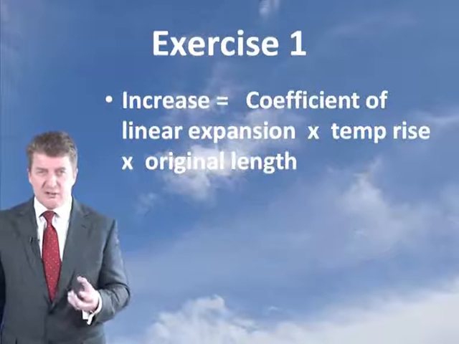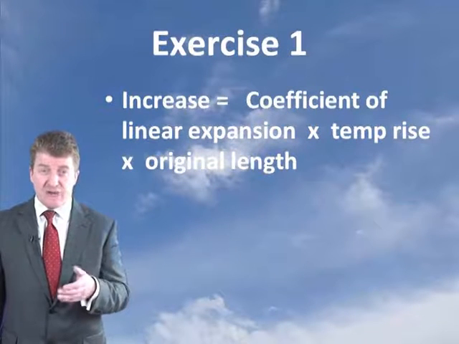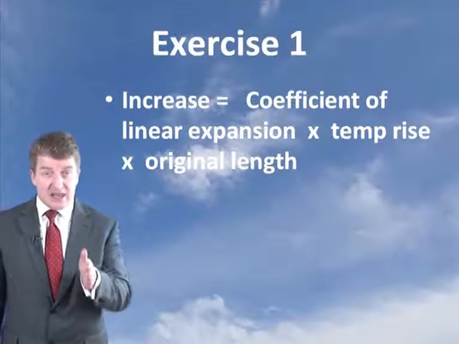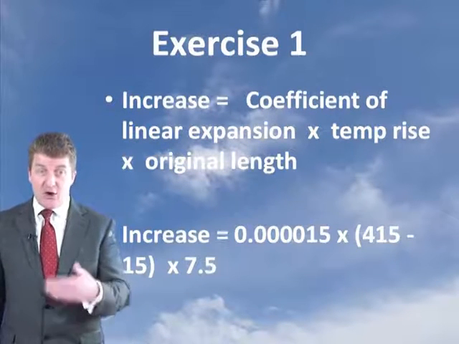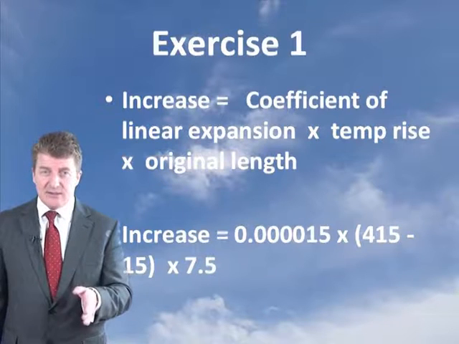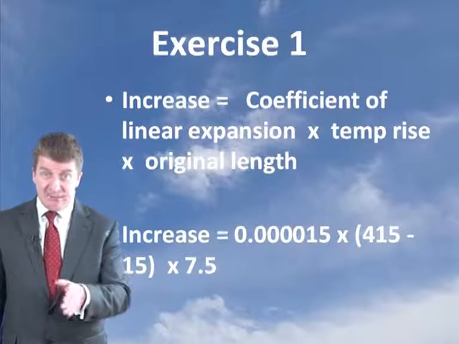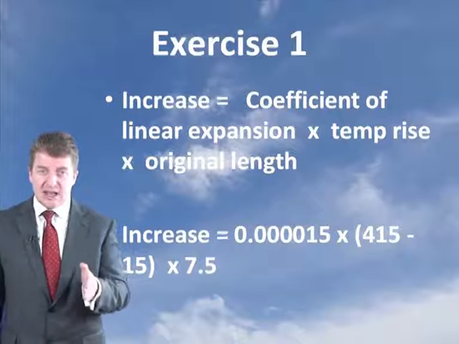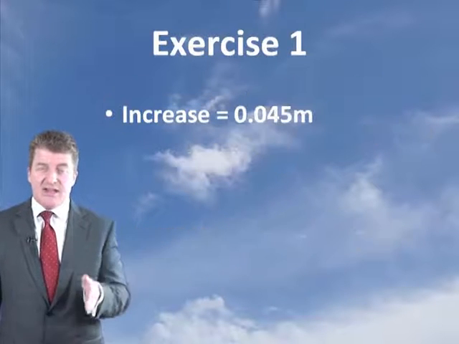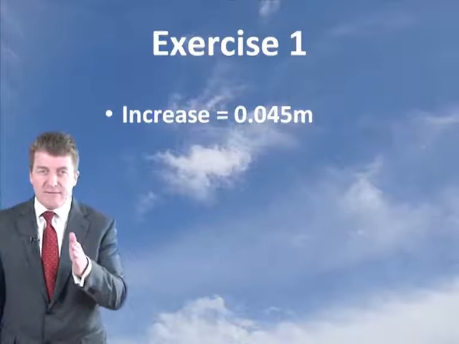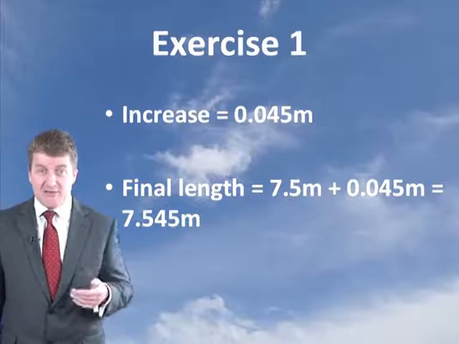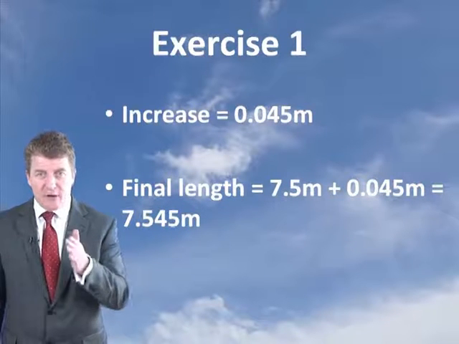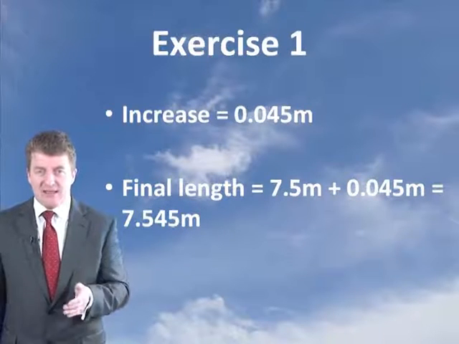So what's the expansion? Well, the increase equals the coefficient of linear expansion times the temperature rise times the original length. Well, the increase equals then 0.00015 times the 415 minus the ambient, 400, times 7.5, which was the original length. This gives you an increase of 0.045 metres. So the final length, all you do is add them together. 7.5 plus 0.045, which is 7.545 metres. That is the final length of that beam.